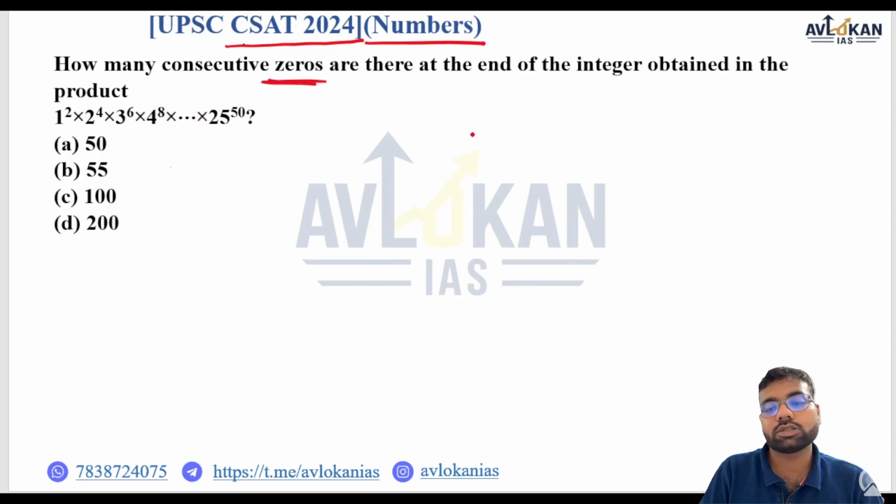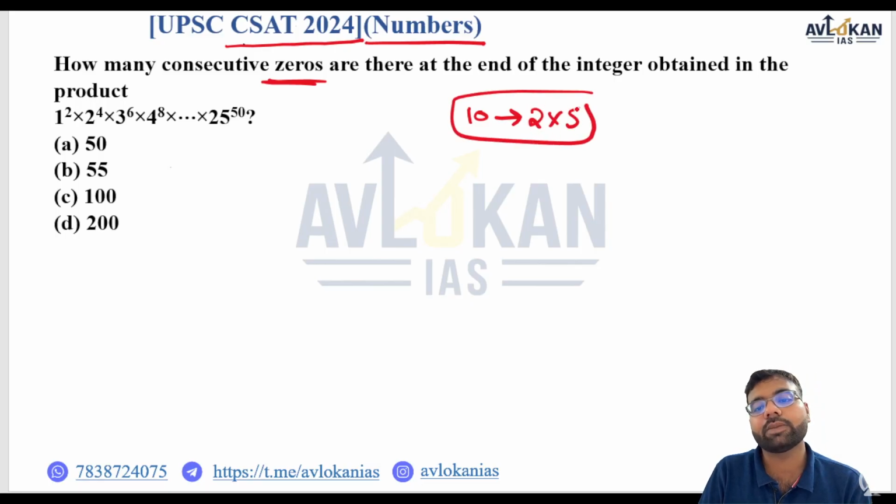तो let's look at, तो zero कब बनता है? 10. 100 में दो जीरो, 10 में एक जीरो. 10 कब बनेगा? 2 into 5. That means whenever I am having a pair of 2 into 5, I'll get a zero. So what should be my task?